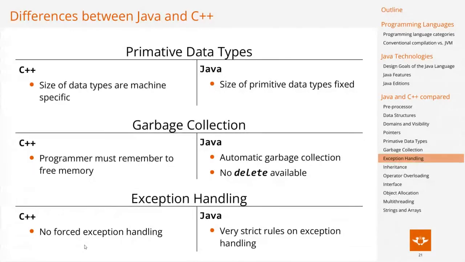With exception handling, there is no forced exception handling in C++. You could write code that could crash and no problem. With Java, it's very strict. If it thinks it could crash, it'll tell you, as a programmer, please check. Please do something. If there's going to be a crash here, you're going to handle it. Doesn't do it for everything, but it does it for quite a lot of things. You are forced as a programmer to handle those things.